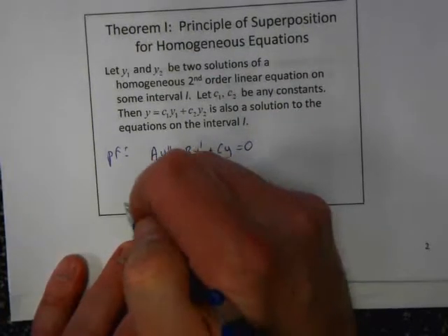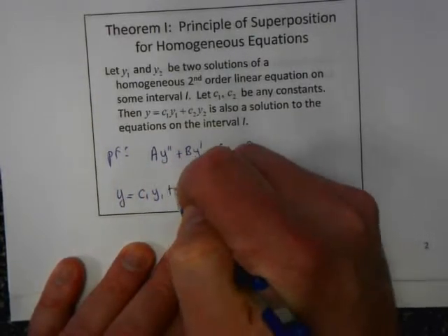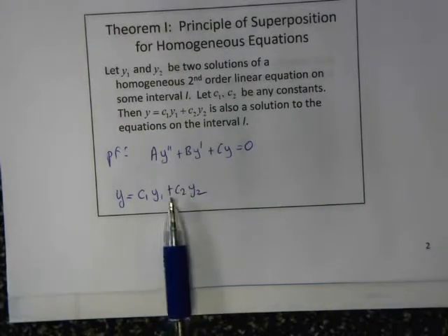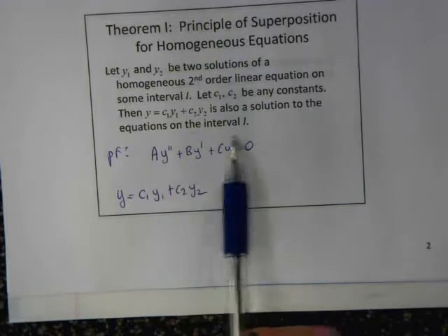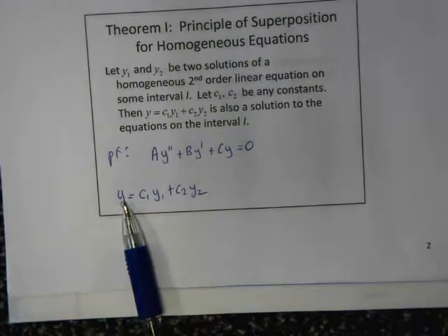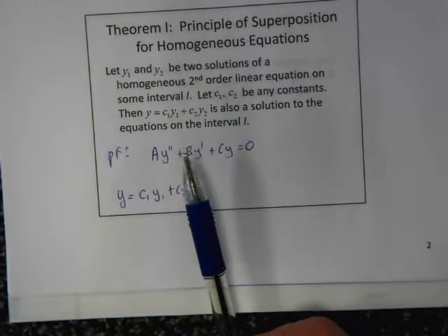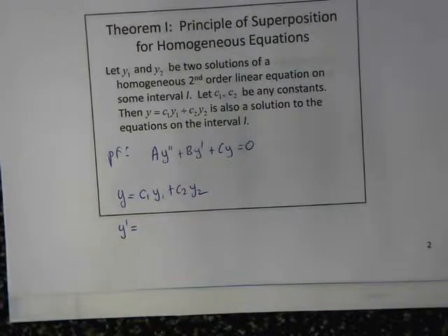All right, so let's let y equal c1y1 plus c2y2. I want to prove that this function is a solution to that differential equation. So what I need to do is take the derivative, take the second derivative, plug it all in and show that it adds up to 0. So y prime is, what's the derivative of c1y1 plus c2y2?